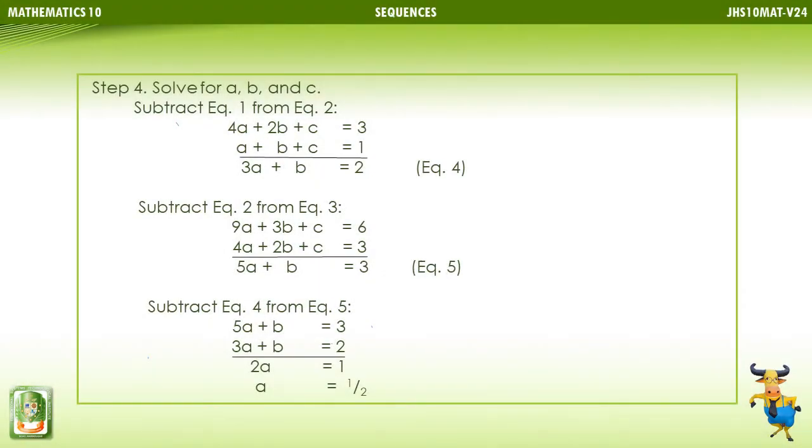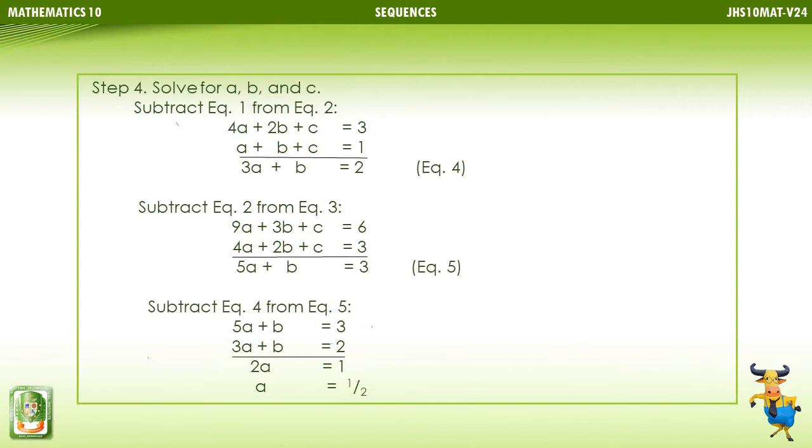Solve for a, b, and c. Subtract equation 1 from equation 2. 4a plus 2b plus c equals 3. a plus b plus c equals 1. 3a plus b equals 2. Equation 4. Subtract equation 2 from equation 3. 9a plus 3b plus c equals 6. 4a plus 2b plus c equals 3. 5a plus b equals 3.